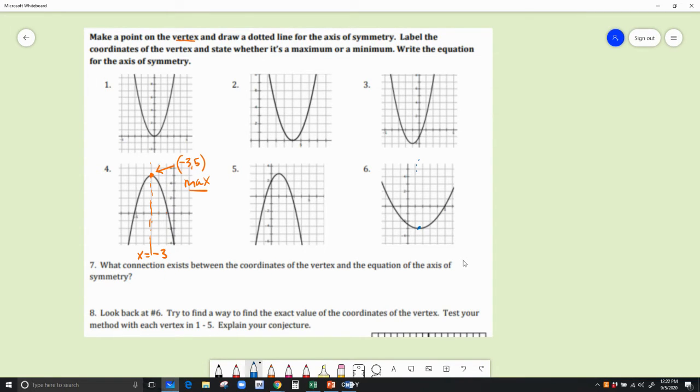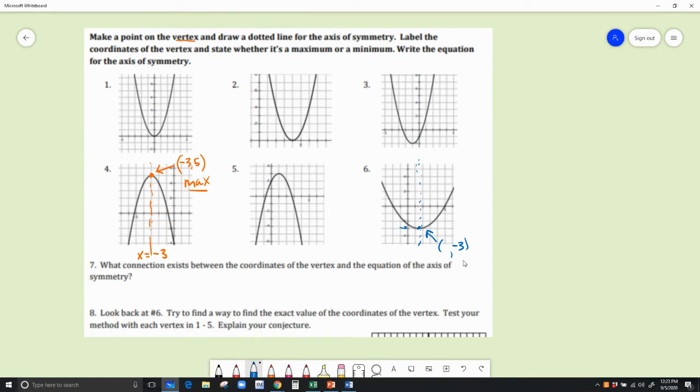I can't even make a straight line here, but basically it goes through here, right? It's in the middle. Okay, whatever. So there's my axis of symmetry. I don't know the exact coordinates of my vertex. I do know how far down it goes. It looks pretty clear, but it looks like it's in the middle, right? So 1, 2, I know this is -3, right? So how can we be sure? That's the question, right? Number 8 asks, look back at number 6, try to find a way to find the exact value of the coordinates of the vertex.